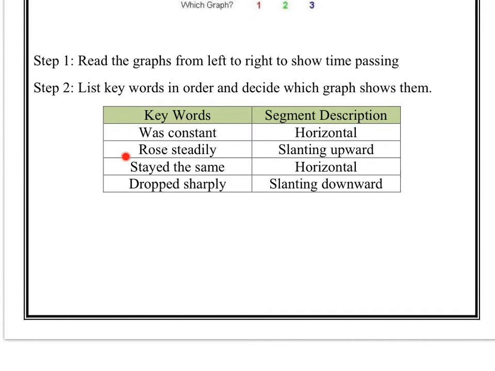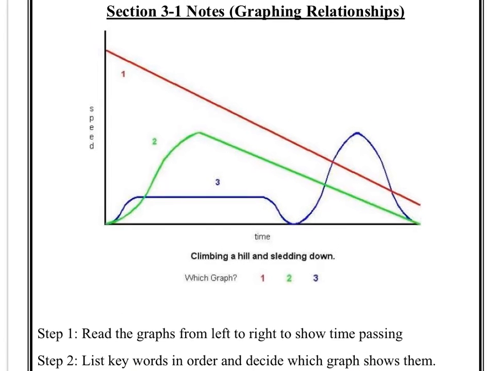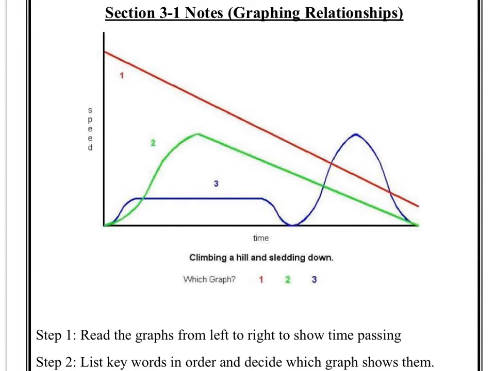Where the graph rises steadily, you would see the graph slanting upward, not real steep, just slanting upward. Where the graph stayed the same, again would look horizontal. If you see the graph dropping sharply, or the rate dropping sharply, then your graph is going to be slanting downward. So what you want to do is think about what happens when you climb a hill and sled. So what you want to do is look at the graph and compare speed to time.